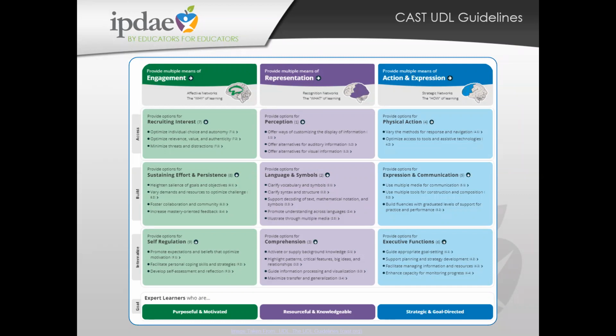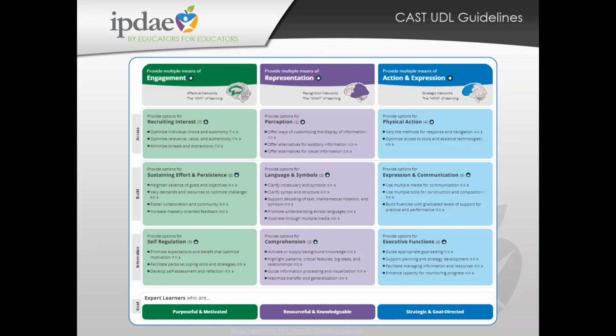Horizontally, the guidelines are organized into 3 rows. The access row includes the guidelines that suggest ways to increase access to the learning goal by recruiting interest and offering options for perception and physical action. The build row includes the guidelines that suggest ways to develop effort and persistence, language and symbols, and expression and communication. Finally, the internalized row includes the guidelines that suggest ways to empower learners through self-regulation, comprehension, and executive function. Taken together, the guidelines lead to the ultimate goal of UDL, which is to develop expert learners who are each in their own way resourceful and knowledgeable, strategic and goal-directed, and purposeful and motivated.